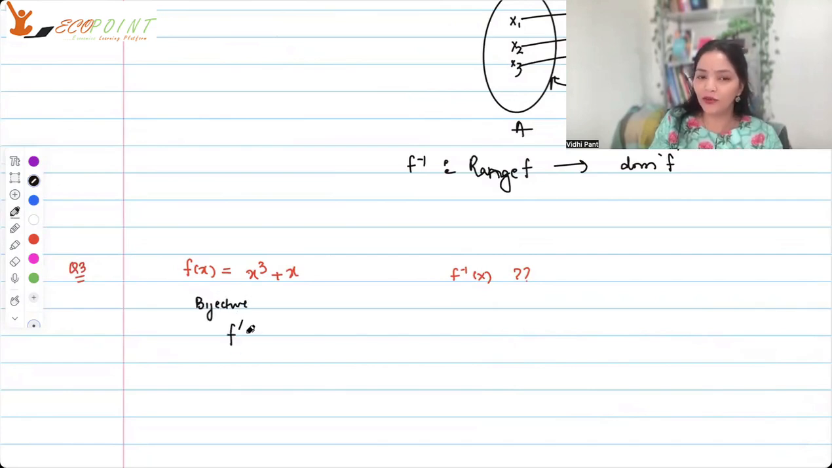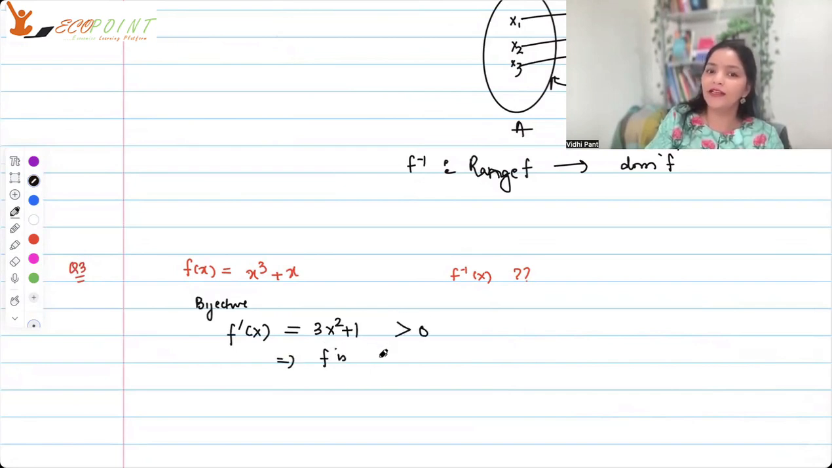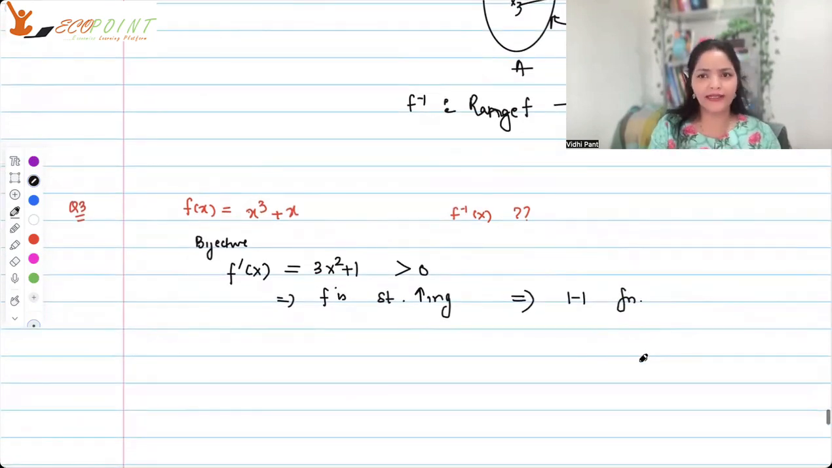The first thing that you will do is, since it's a differentiable function, find f dash x. So you have 3x squared plus 1, which is always strictly greater than 0. So this means f is strictly increasing. If it's strictly increasing, that means it's a one-to-one function. If it's a one-to-one function, I can try figuring out the inverse.